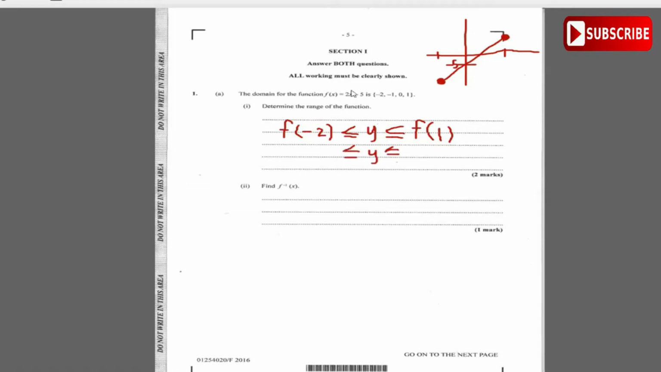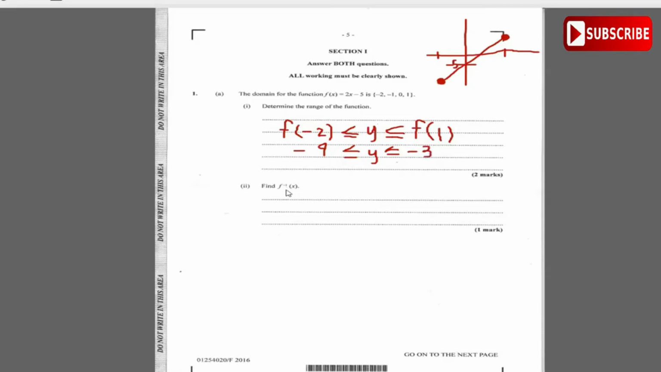So that's the range. So the range is just y is between, what is f of negative 2? F of negative 2, you put negative 2 here, 2 times negative 2 minus 5. That's minus 9. So y is between minus 9 and, when x is 1, 2 times 1 minus 5. I'm getting minus 3, so it actually doesn't even reach up here. So that's the range. The range is between minus 9 and minus 3.